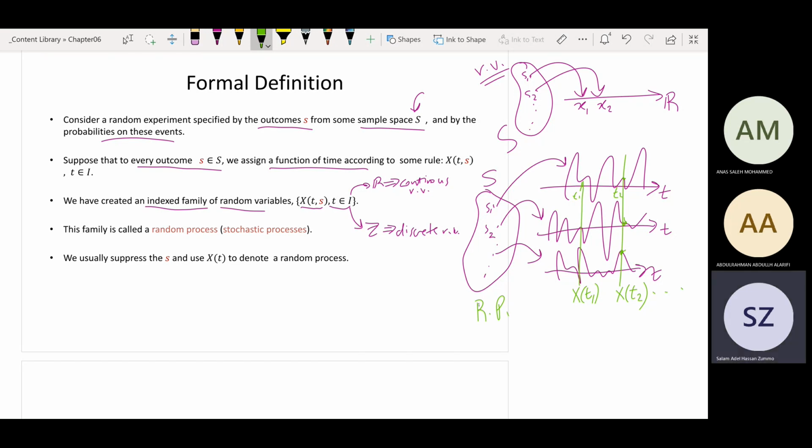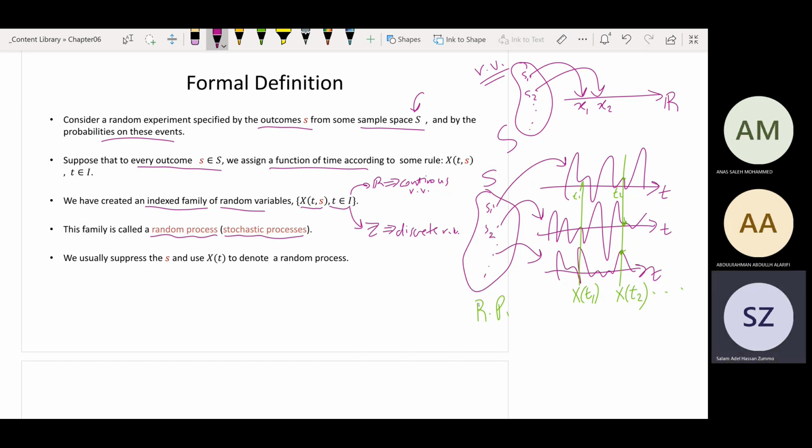Now the family of all these random variables is called the random process or stochastic process. In many books you will find it called stochastic or random. So by doing this, we have a family of random variables, X of T1, S, X of T2, S, X of T3, S, and so on. Probably uncountable if it's continuous, or countable if it is discrete. The collection of these random variables and the time functions gives you the random process, or the stochastic process.